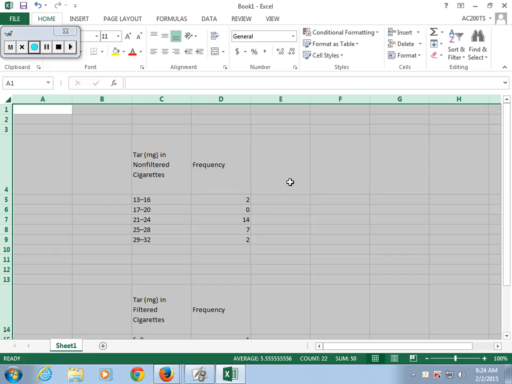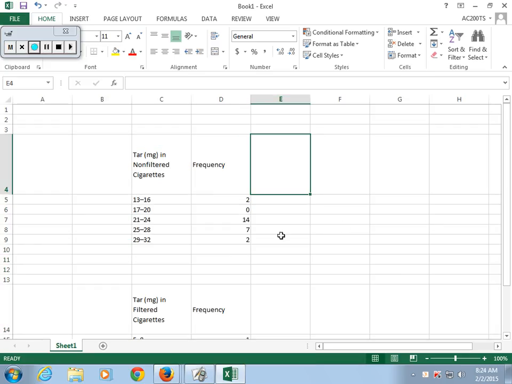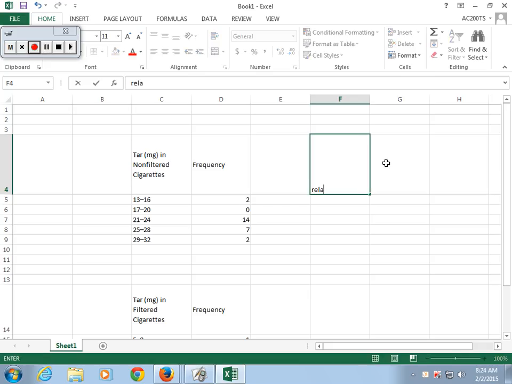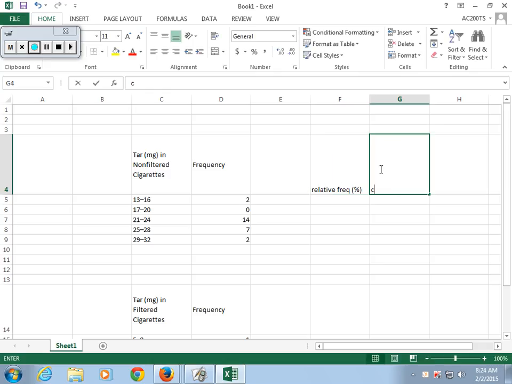Alright, so if you want a cumulative frequency or a relative frequency, relative frequency is basically percentages. That's all it is. So go out to the side of it and put percentage. A cumulative frequency is a count.